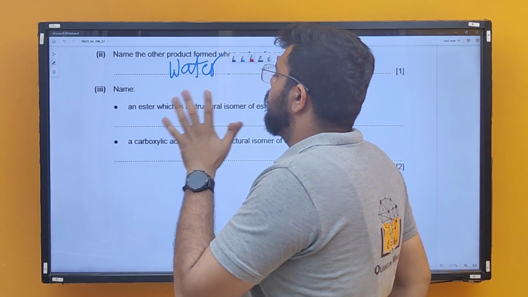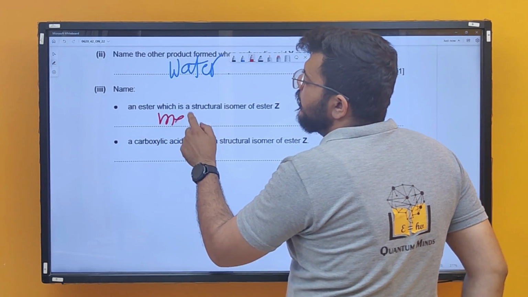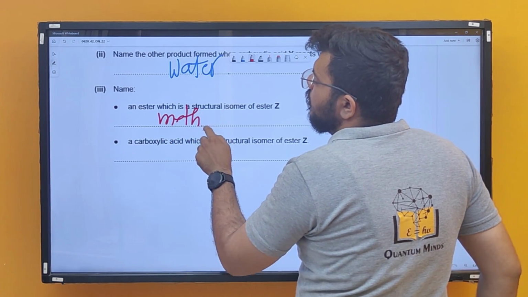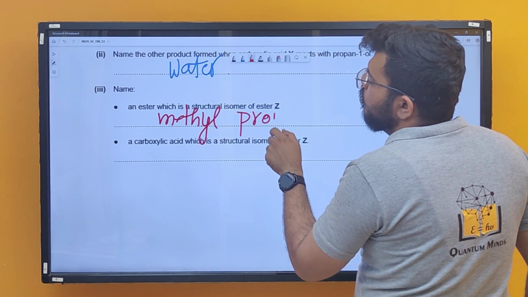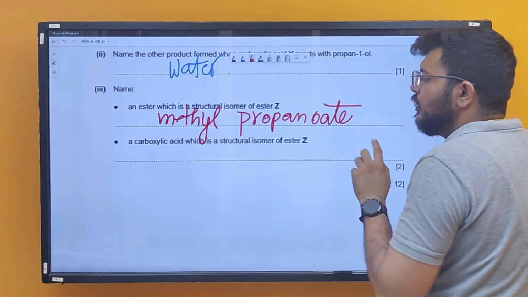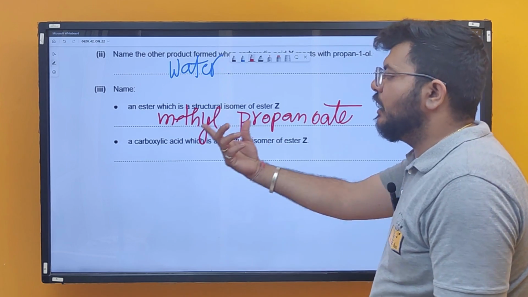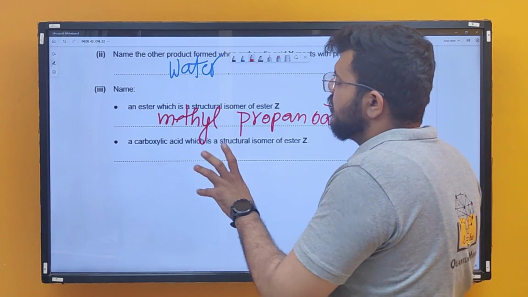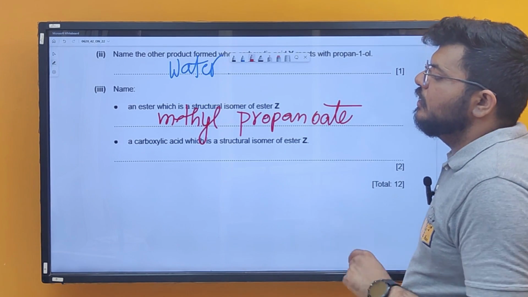So we have propyl methanoate, methyl propanoate will be its isomer, methyl propanoate. There can be a lot of them, okay, because you have 5 carbon here, 4 carbon here, so you can have combinations, okay, but this is also a correct answer.